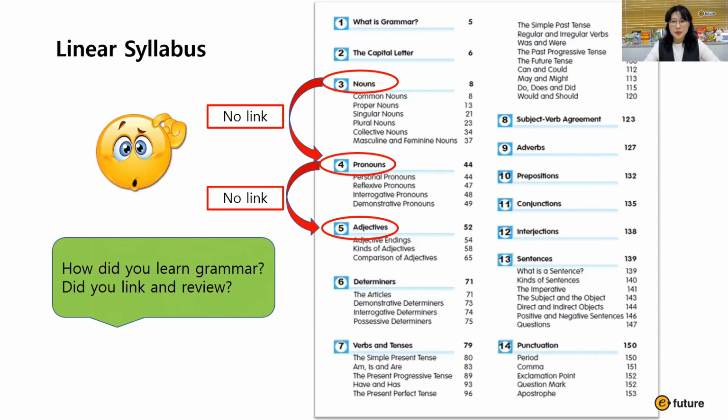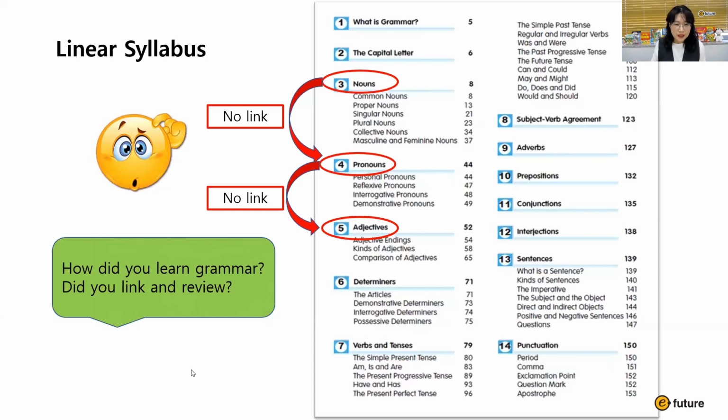This is another example, from a grammar book. If you look at a grammar book, you can usually see this as a content page. So you have lesson 3, nouns, lesson 4, pronouns, lesson 5, adjectives. And there's no link between these topics. Did you learn grammar this way? I think many of us learn grammar this way, right? There was no link between these grammar targets. That's why grammar is very difficult. You just don't remember.